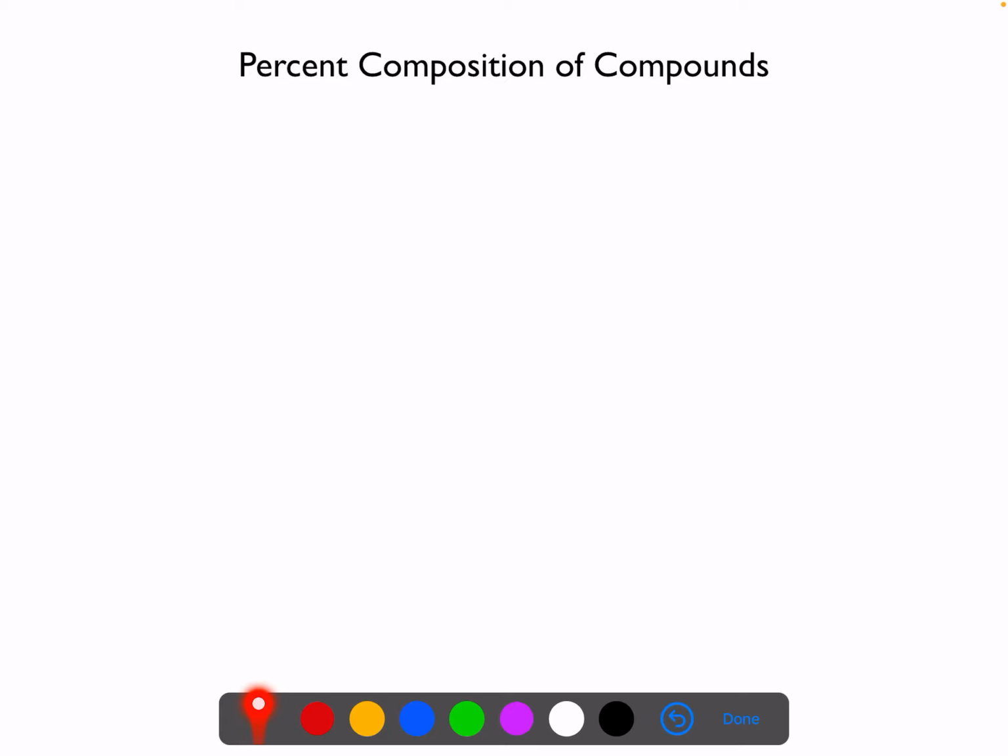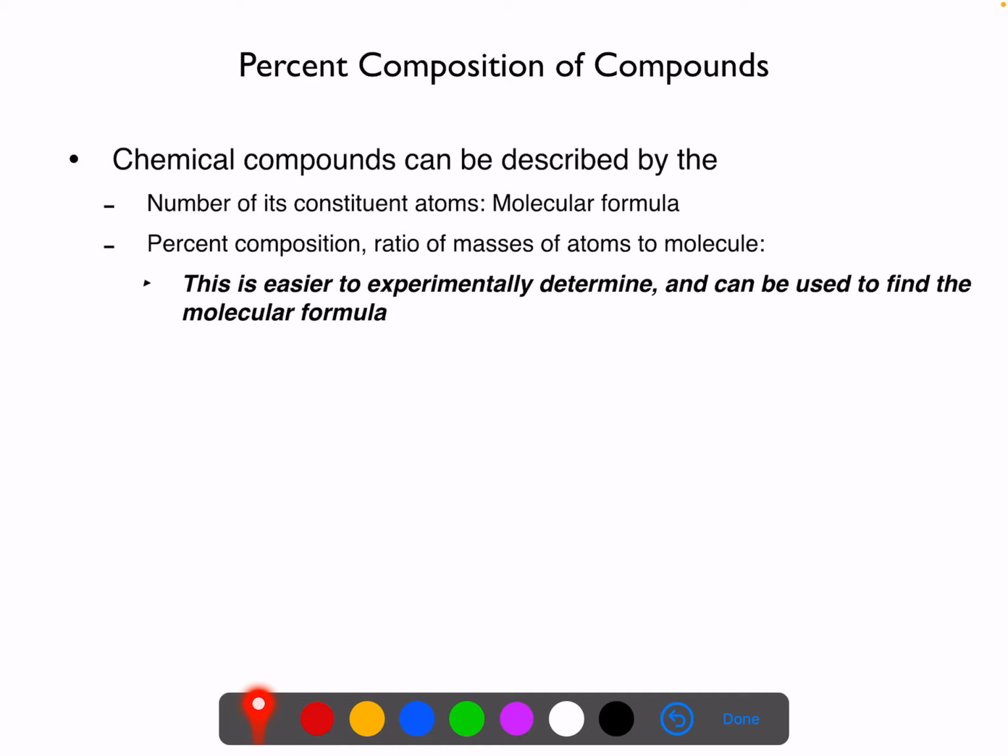This percent composition of compounds is how we know what a lot of molecules are. This is one of the analytical techniques we can use to determine how much of each atom is present in a molecule. When we think about a chemical compound, we can describe it by the numbers of its constituent atoms, the molecular formula, or we can describe it by the percent composition, the ratio of masses of atoms to the molecule.